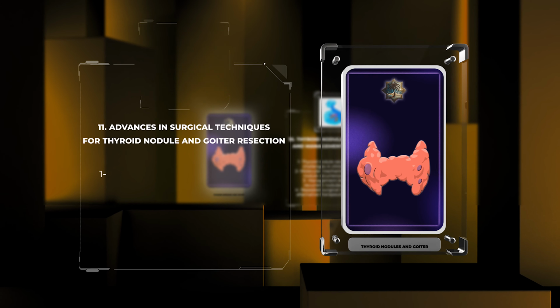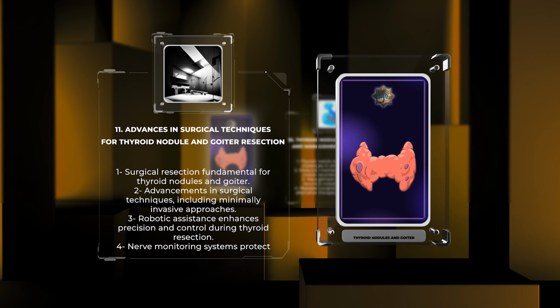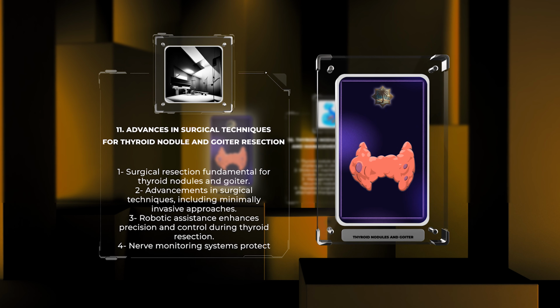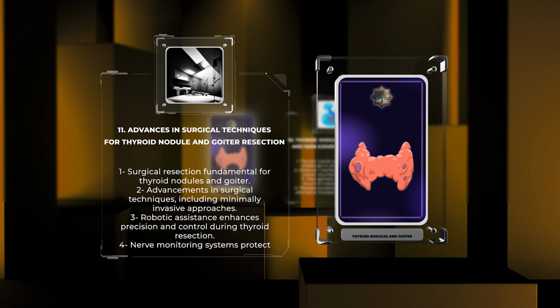Surgical resection continues to be a fundamental treatment method for thyroid nodules and goiter. In this section, we will explore the latest advancements in surgical techniques, including less invasive approaches, such as minimally invasive procedures, which involve smaller incisions and faster recovery times.